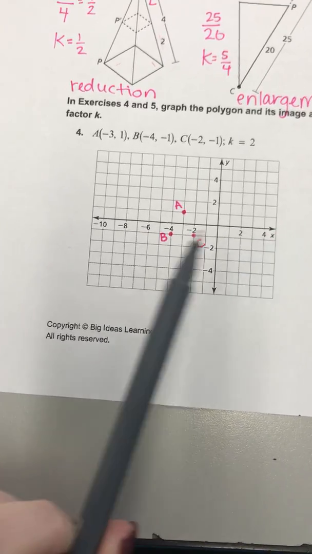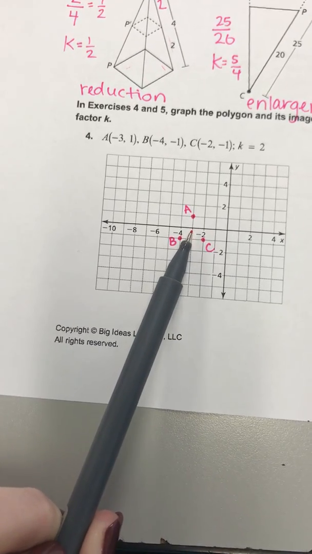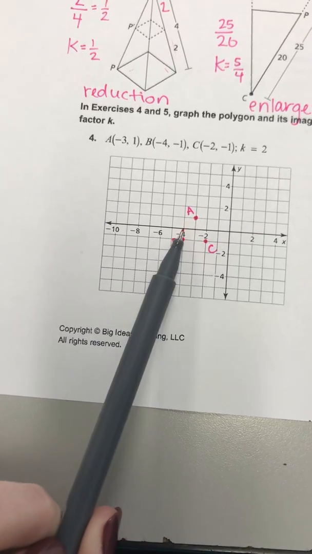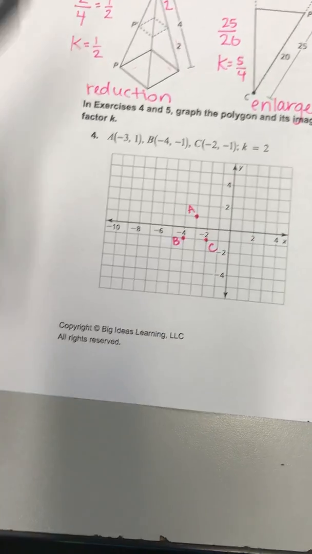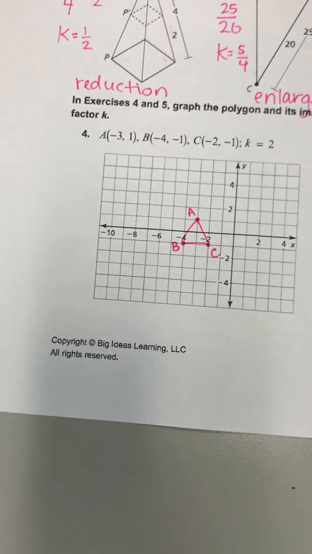So on the x-axis I went over -3 and then up 1 for A, over to -4 and down 1 for B, over to -2 and down 1 for C. So if I make my pretty little triangle, and I'm ready to rock.